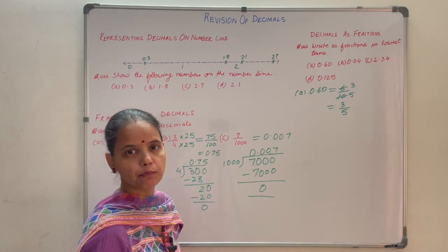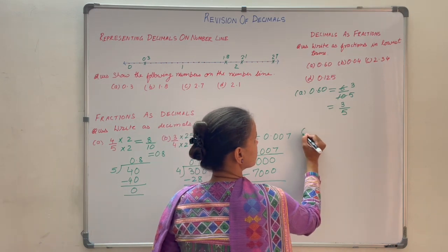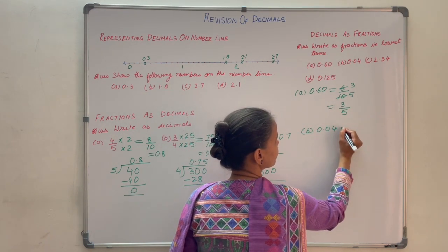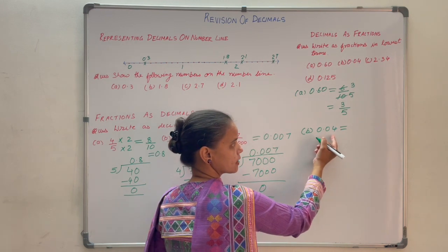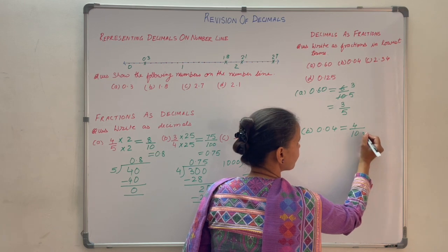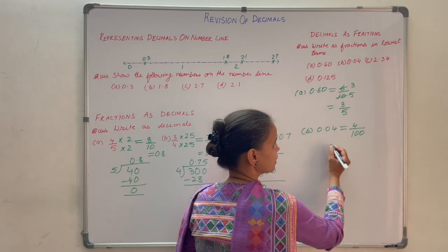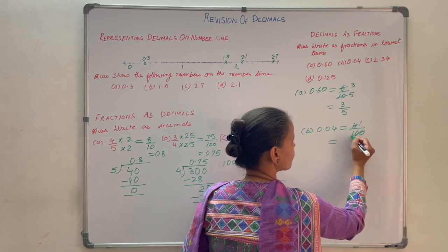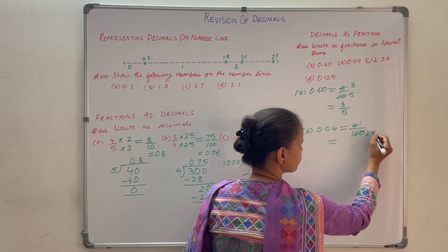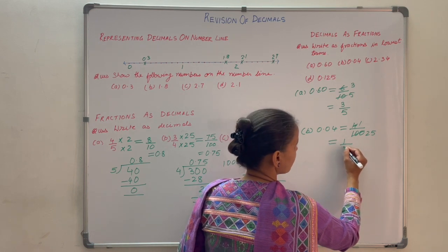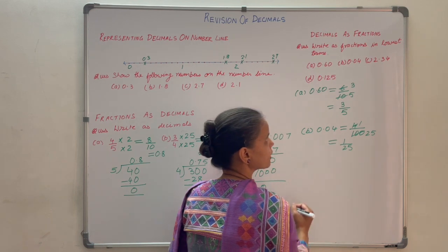Now let us take the B question. B question is 0.04. This is in the hundredth place. So this can be expressed as 4 by 100. What is the common factor here? 4. 4 ones are 4 and 25 into 4 is 100. The lowest form is 1 upon 25.